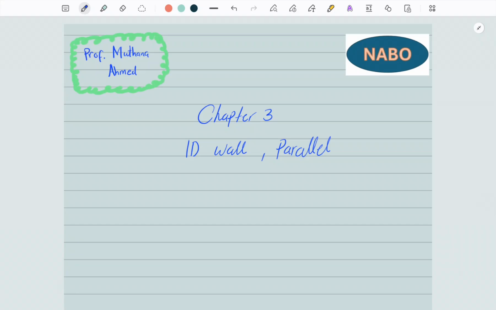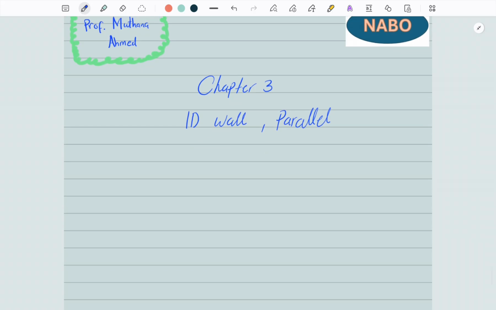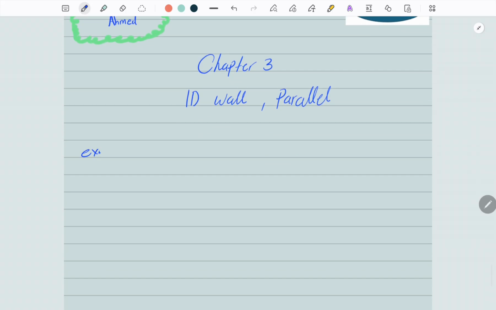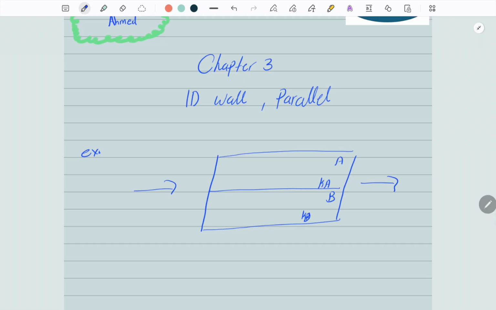In this lecture we're going to go through a one-dimensional wall that's in parallel. So if we start with an example of two composite walls that are placed in parallel, this is material A and that's material B. Each material has its own thermal conductivity. Heat is being transferred from the left side to the right side.